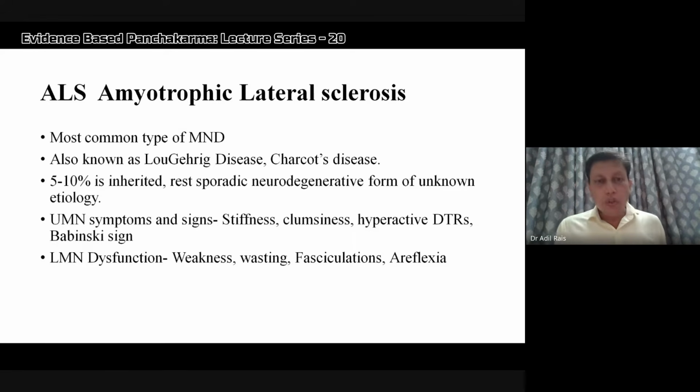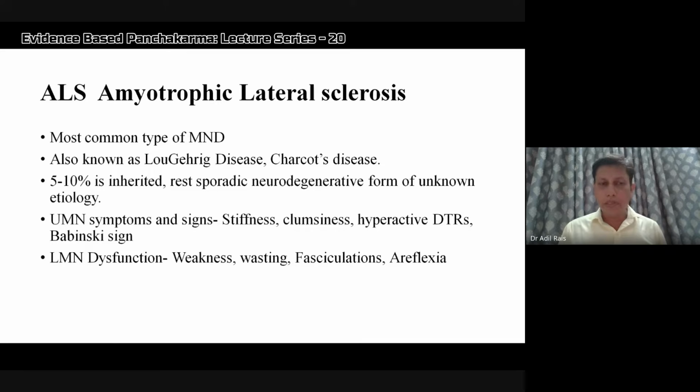So this is the most common type of motor neuron disease. It is also known as Lou Gehrig disease, Charcot's disease, because these were prominent figures. Lou Gehrig was a baseball player. Charcot was a French scientist. And recently we have heard about Stephen Hawking, who is known for his popular theory of black holes. So they were all suffering from ALS.